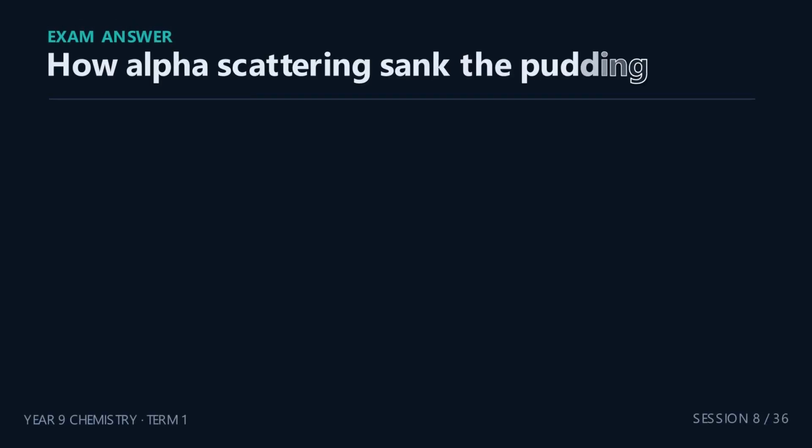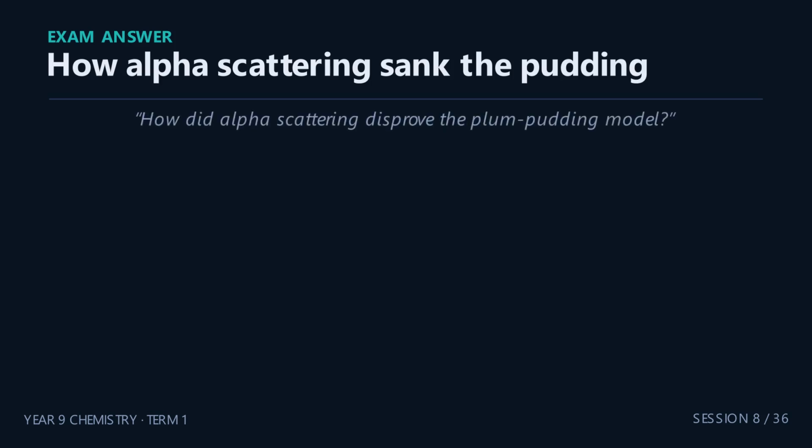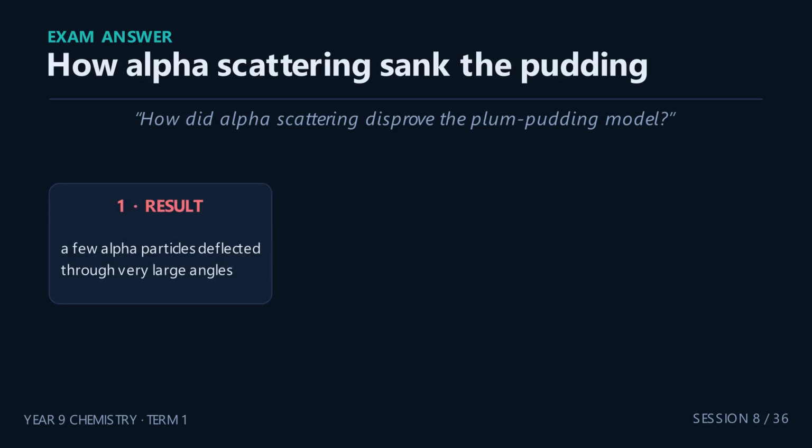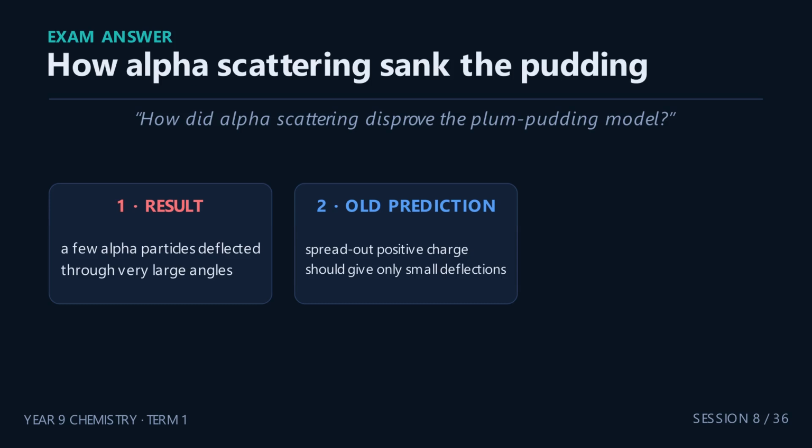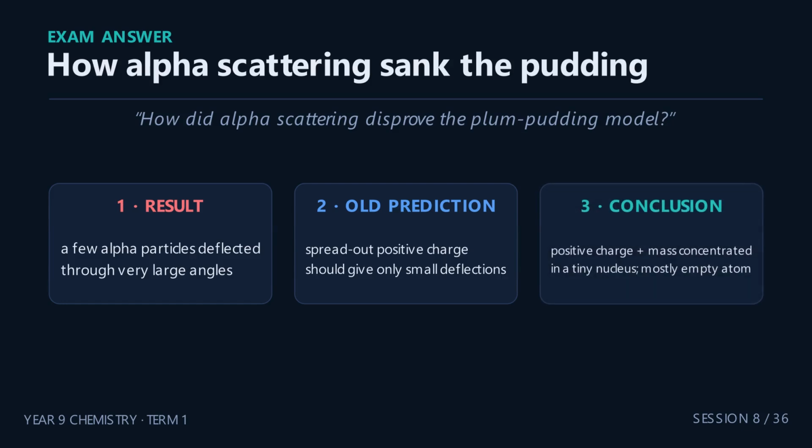Here is the exam quality answer to how did alpha scattering disprove the plum pudding model? Part 1, the unexpected result. A few alpha particles deflected through very large angles. Part 2, the old prediction. Spread out positive charge should give only small deflections. Part 3, the conclusion. Positive charge and mass must be concentrated in a tiny nucleus, in a mostly empty atom. Result, prediction, conclusion. 3 parts, full marks.